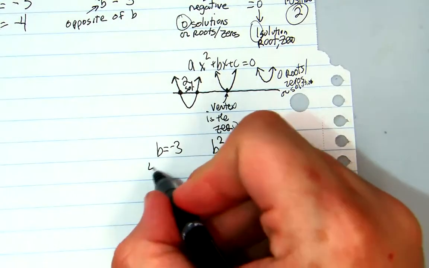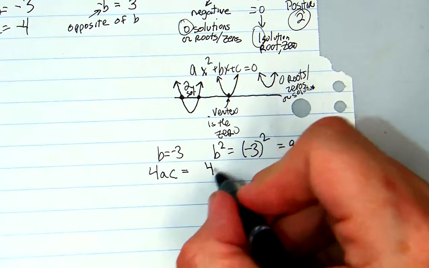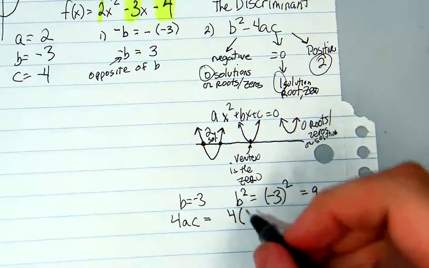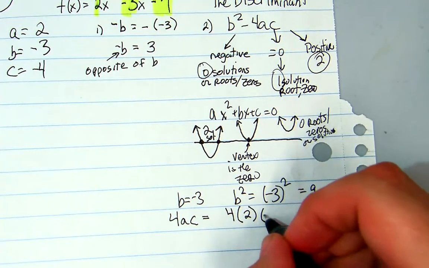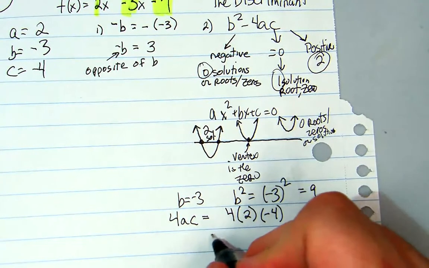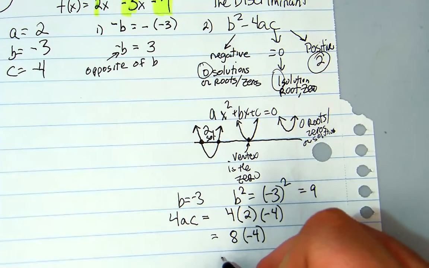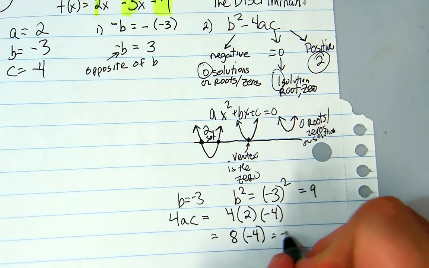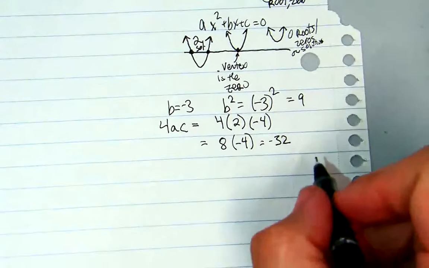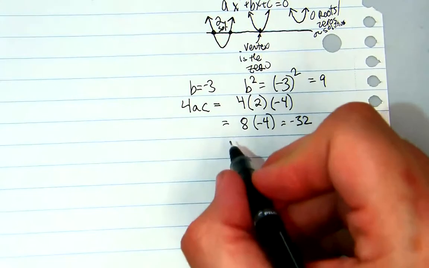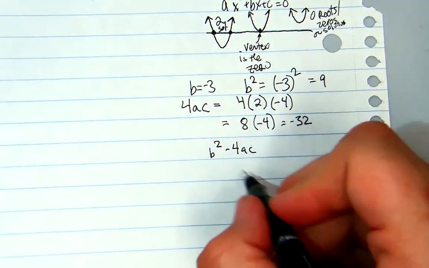Now, we can figure out what 4ac is. And we could go 4 times a, which we know from the beginning is 2. So 4 times 2 times c, which is a negative 4. So this would be 8 times negative 4, which is equal to negative 32. So there's your 4ac.